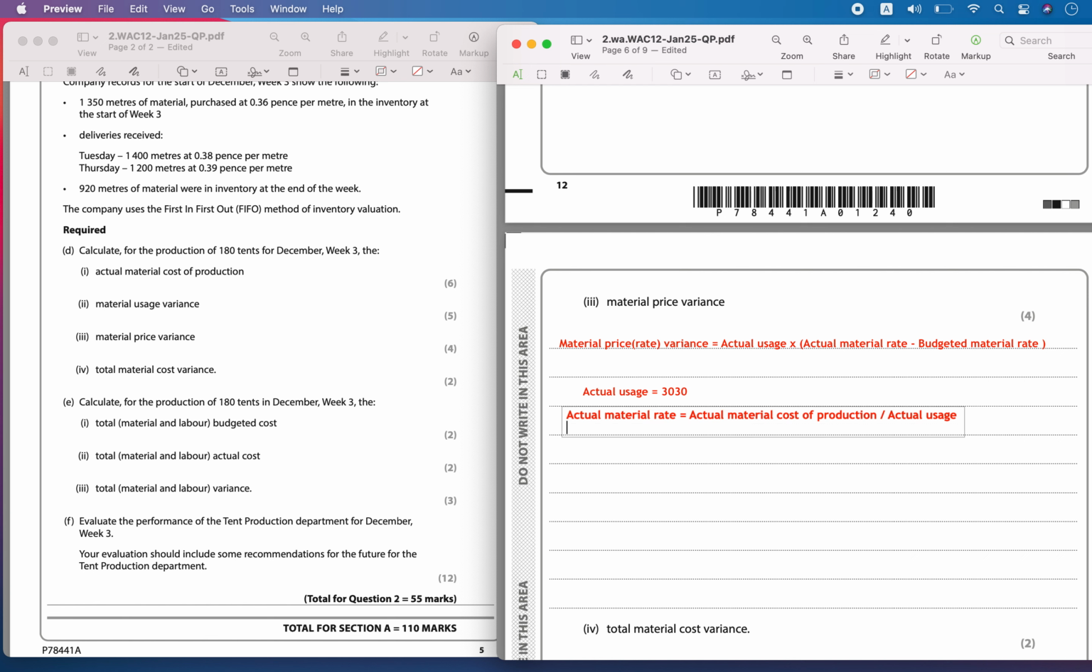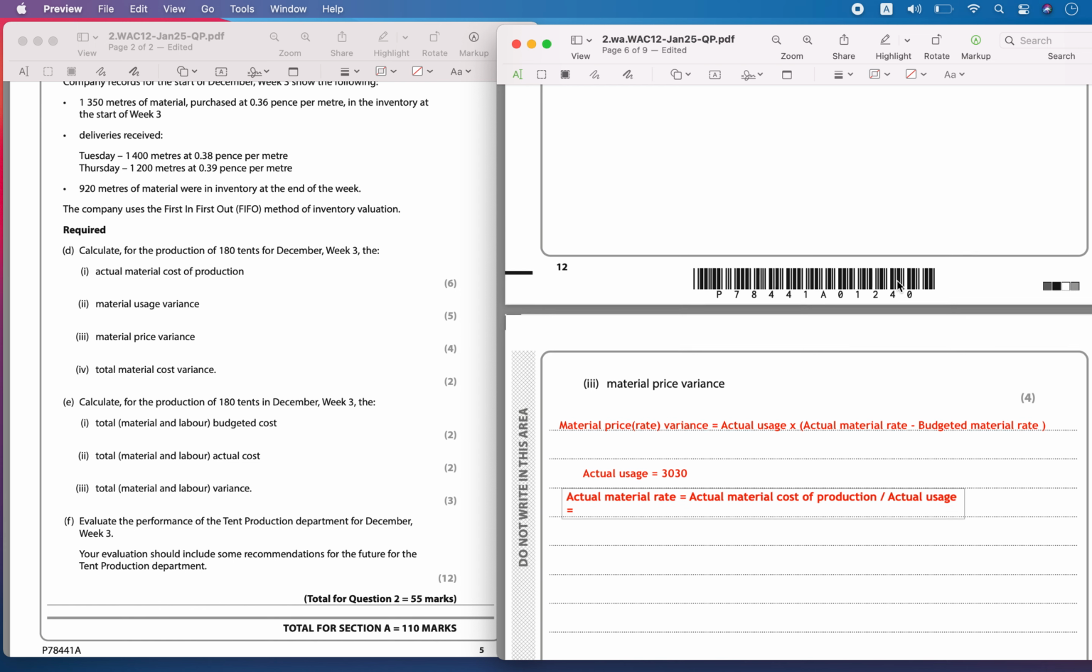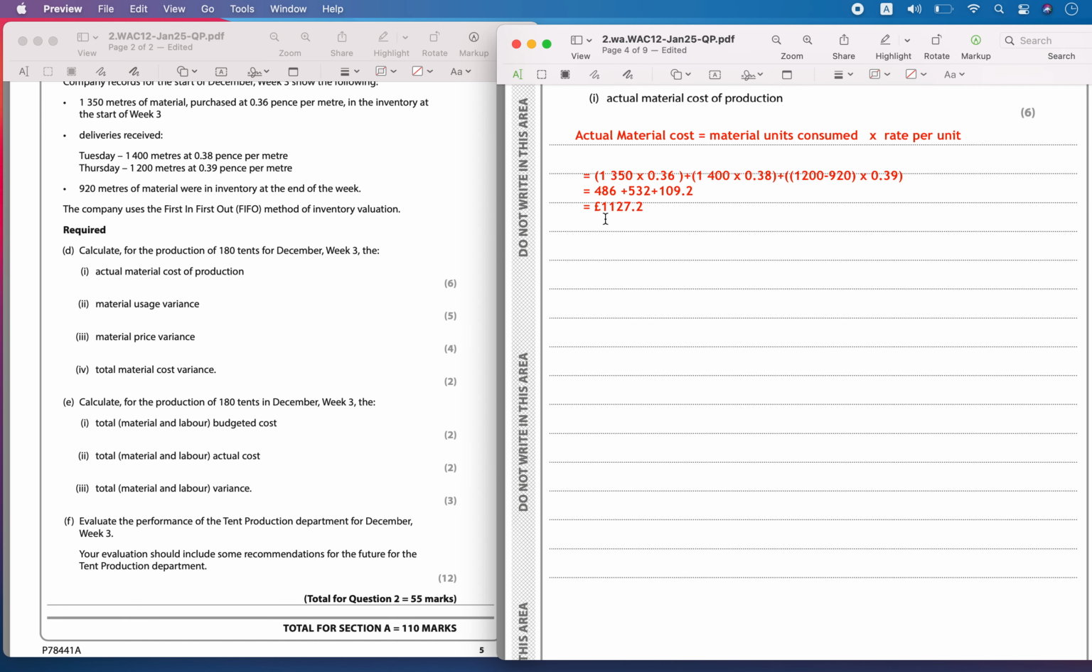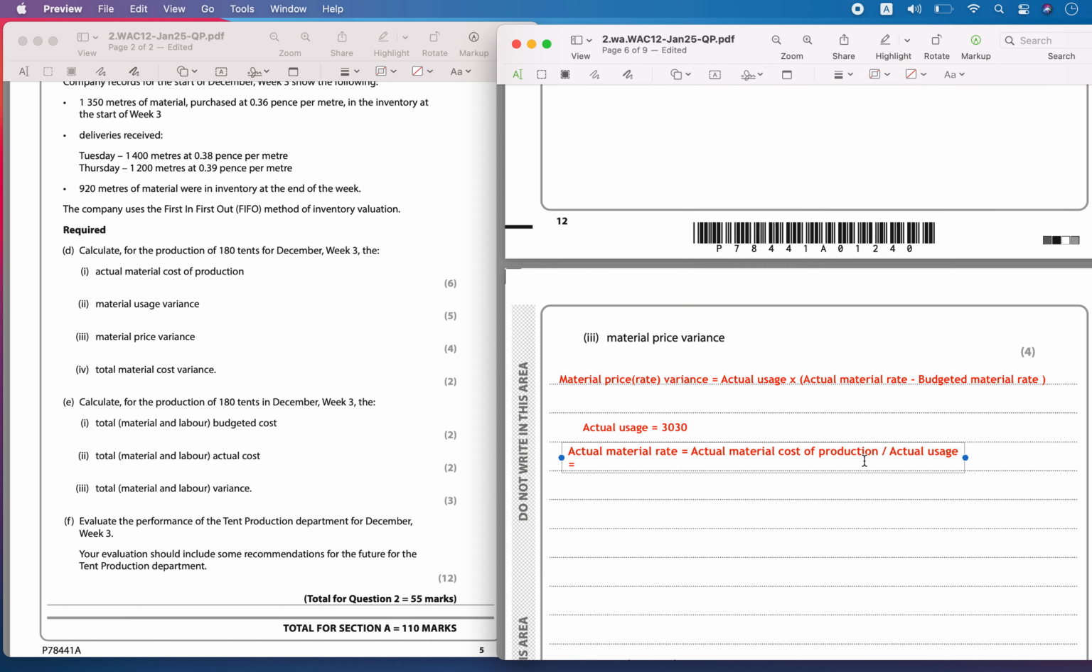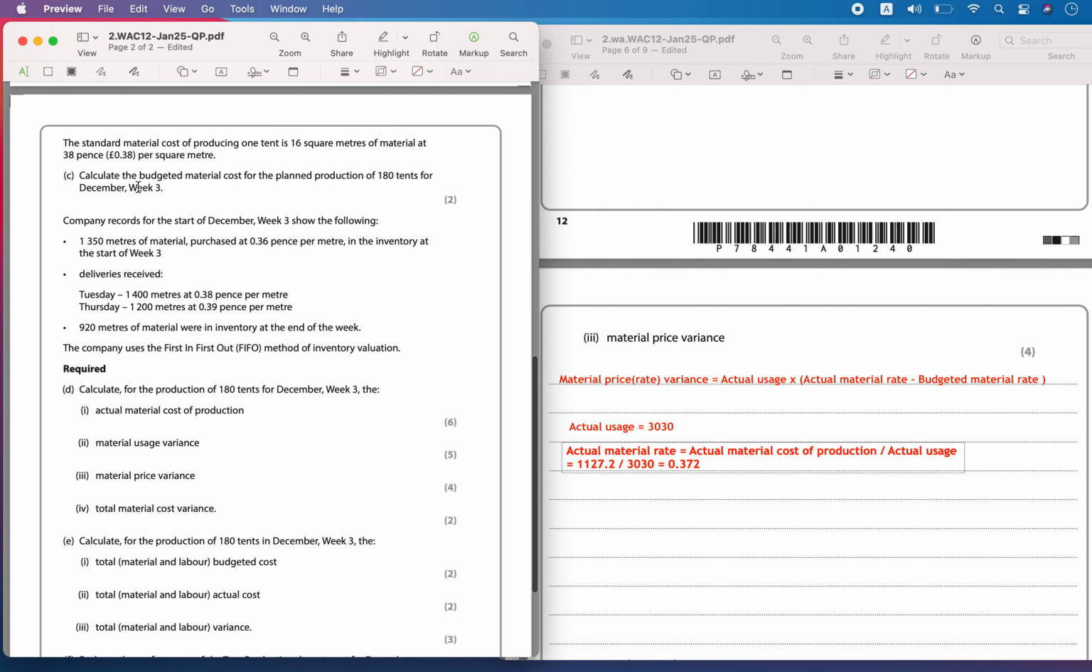Okay, quantity consumed. So we know that the actual material cost of production that we had calculated is 1127.2. So let's write here 1127.2 divided by the actual usage, which was 3030. That is equal to 0.372 pounds. That should have been the rate.